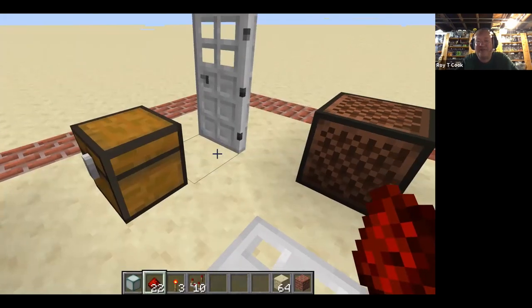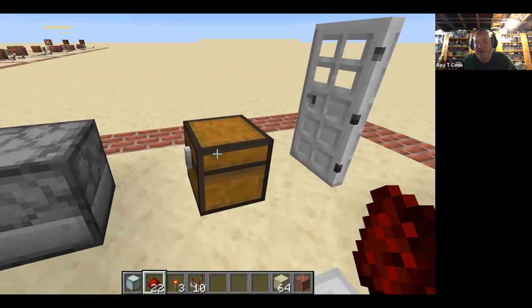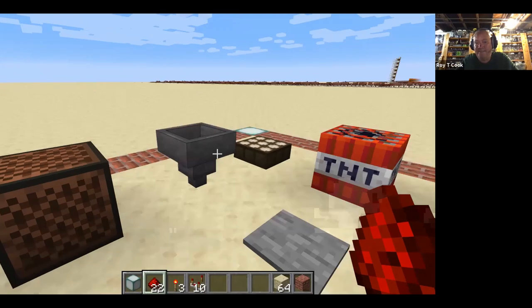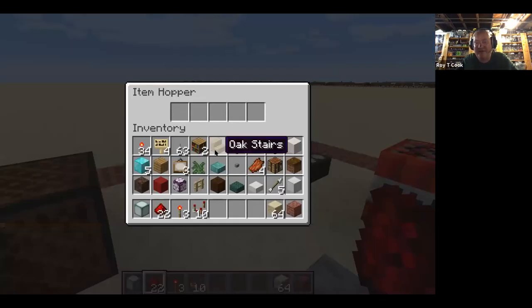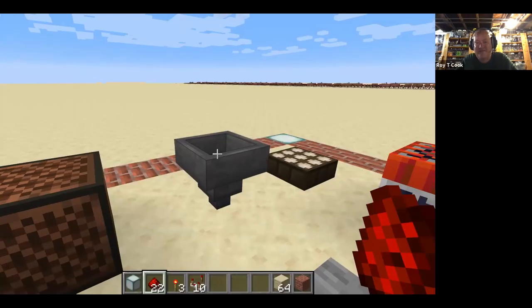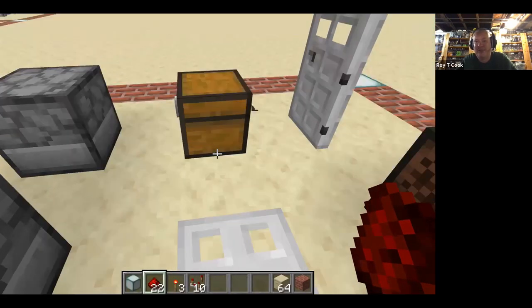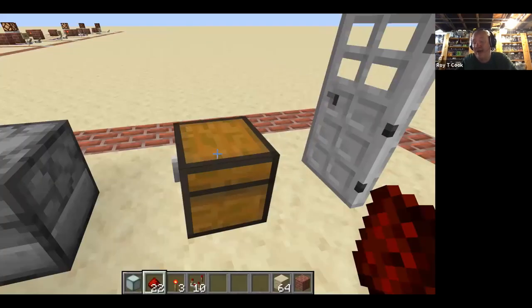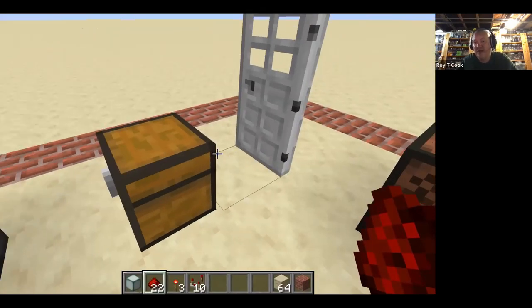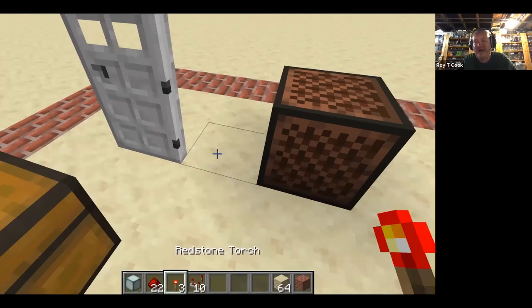There are other interesting things like chests and these things over here that have inventories. And since things like chests have inventories, you can connect up a circuit that will activate if there are enough items in the chest and won't activate if there aren't enough. Also, doors can be activated by redstone.